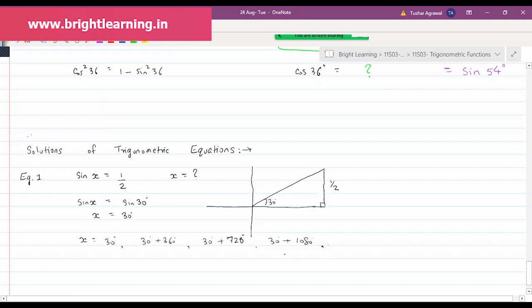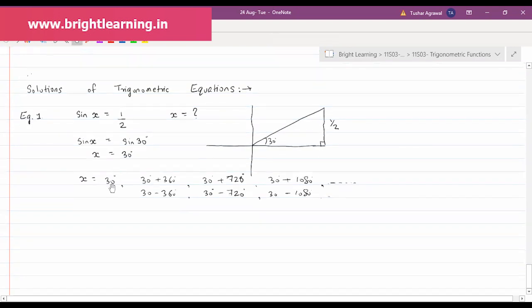Why always in the positive direction? If I go in the negative, in the reverse order, 30 degrees minus 360 degrees is also possible. 30 degrees minus 720 degrees is also possible. 30 degrees minus 1080 degrees is also possible. So how many values have we calculated up till now? x is equal to 30, 390, minus 330, minus 690, 750, and so on. Lots of positive values, lots of negative values.